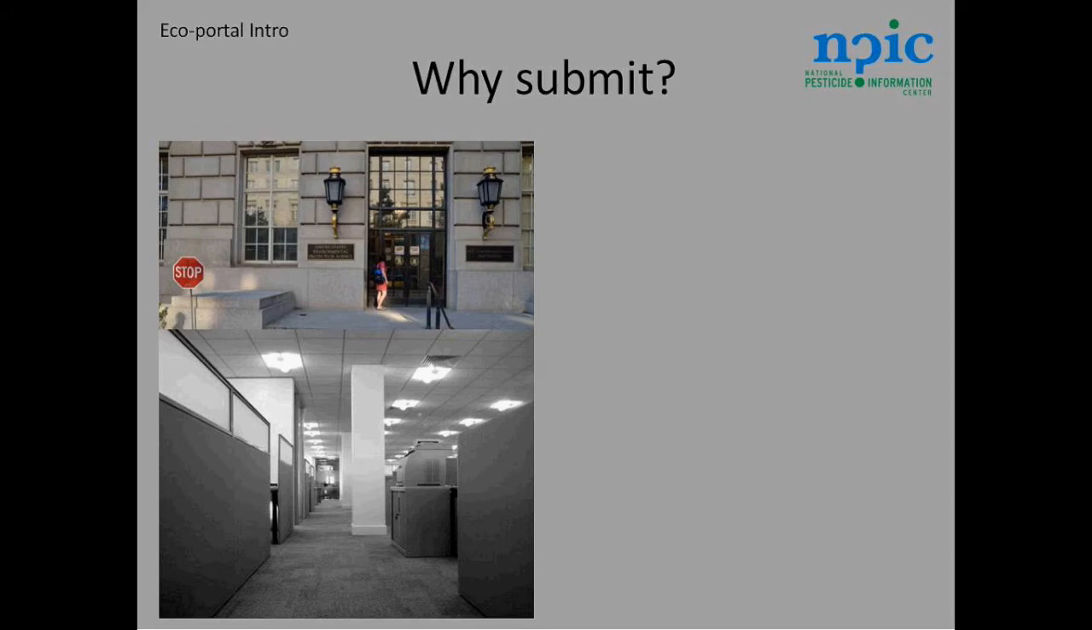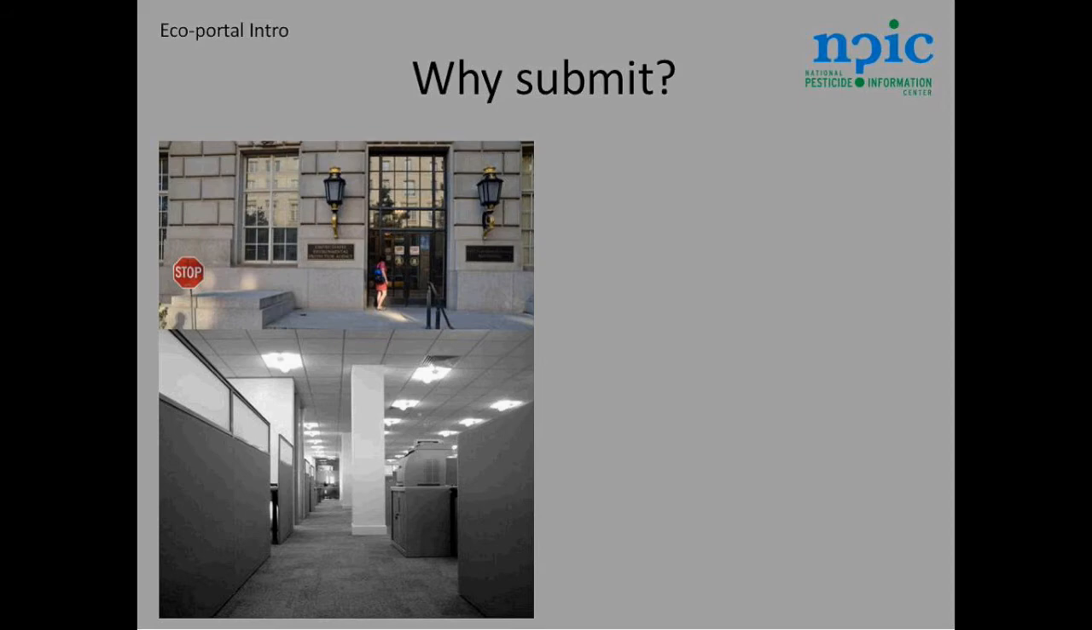So every 15 years, products go through a re-registration process where those active ingredients have to be reassessed and reviewed before they can continue to be used on the market. And then adjustments will be made to pesticide label language based on reports that have been submitted or situations that have occurred to reduce risks to people and the environment. So how does the EPA get that information? Well, one way is through the Eco Portal.